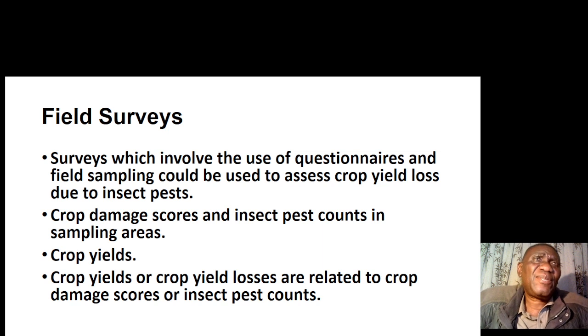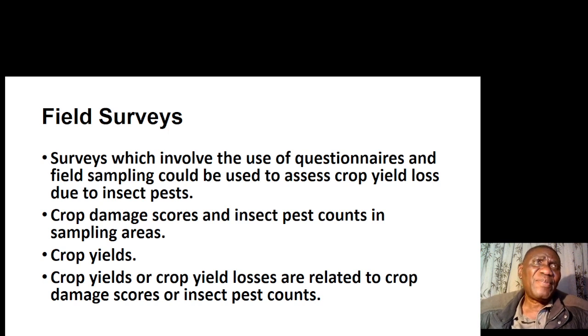Now, field surveys which involve the use of questionnaires and field sampling together could be used to assess crop yield loss due to insect pests. Probably you may ask the farmers whether they had taken control measures. You may compare where they took control measures to where they didn't, and probably assess the impact of these pests.